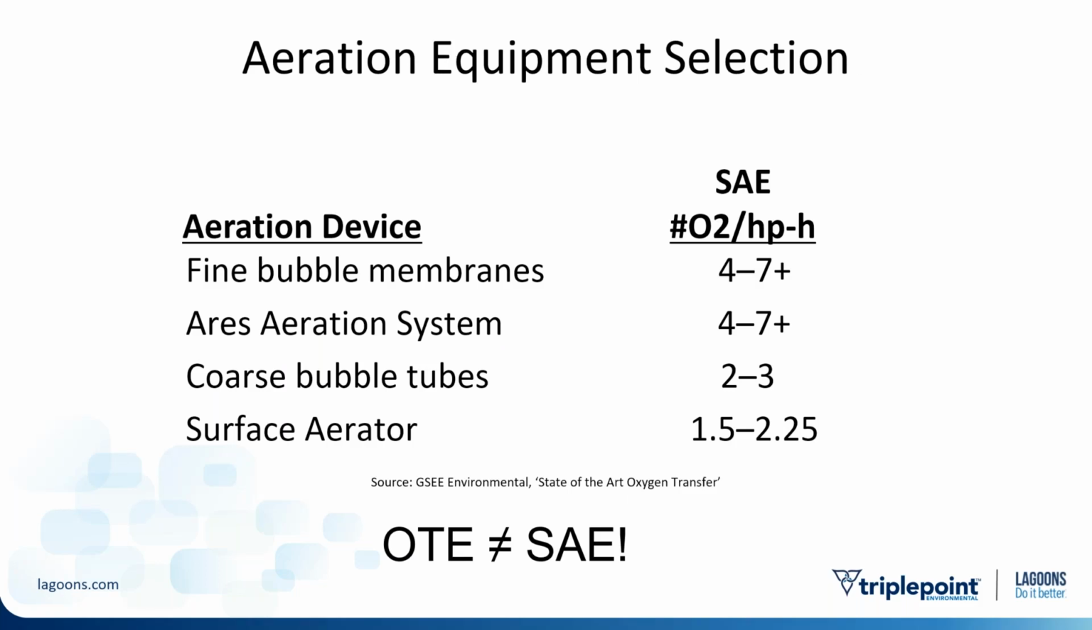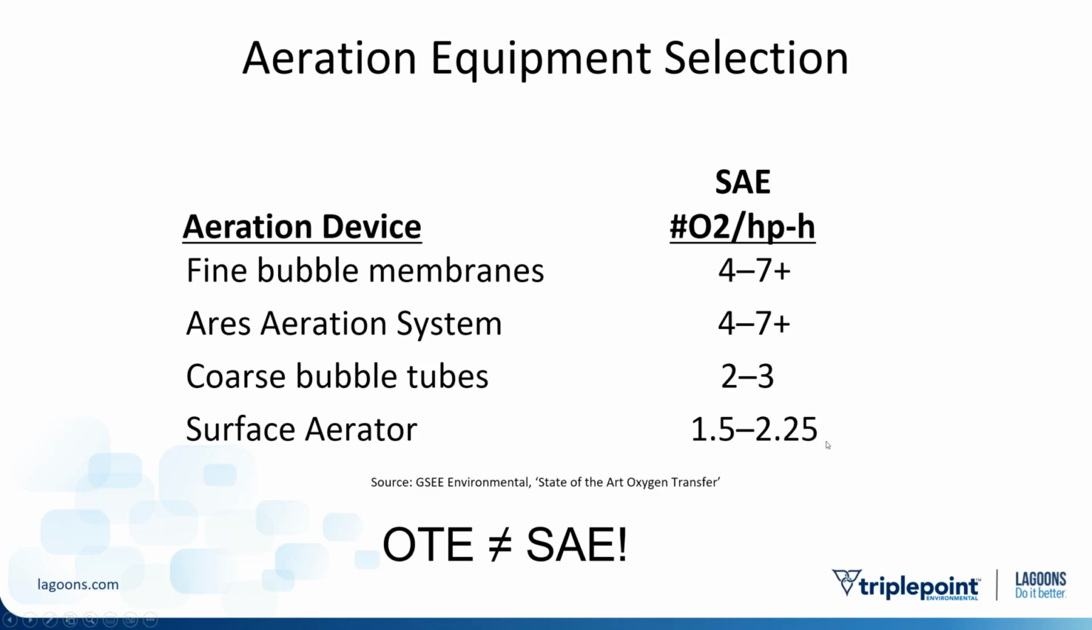So why do we care about aeration equipment? Why am I talking about all these different technologies? The reason is that they all have different levels of oxygen transfer efficiency. So if you look at the fine bubble membranes I talked about, we'll say they're 4 to 7. What Triple Point uses is also 4 to 7. Coarse bubble tubes, the less efficient version of the fused aeration, might only be 2 to 3. And surface aerators are 1.5 to 2.25.